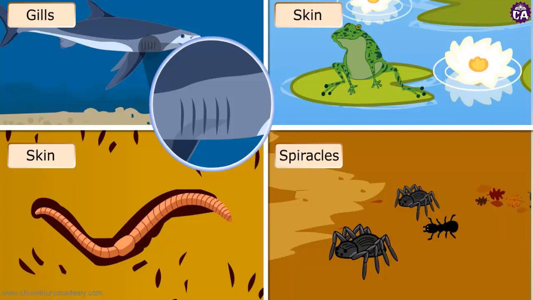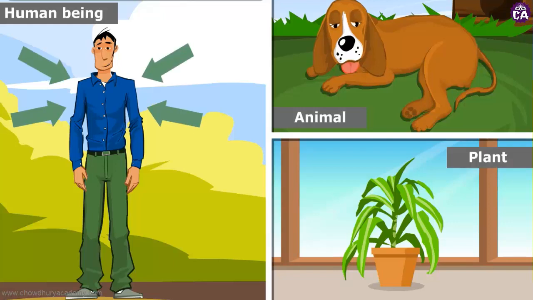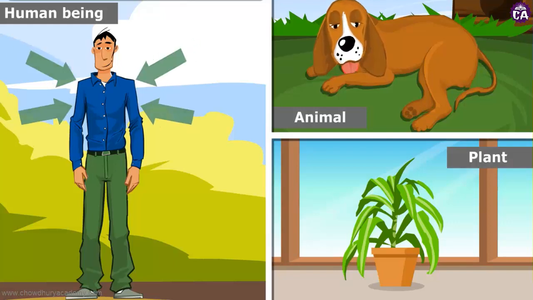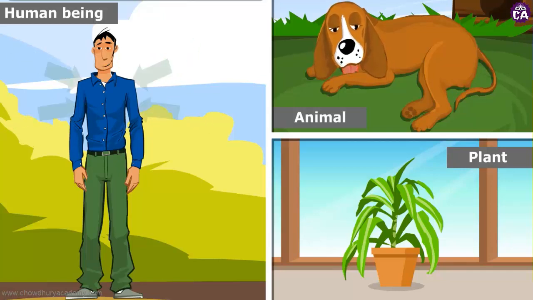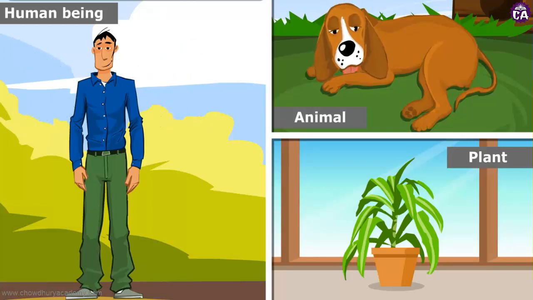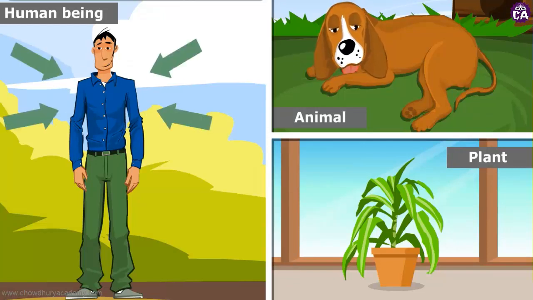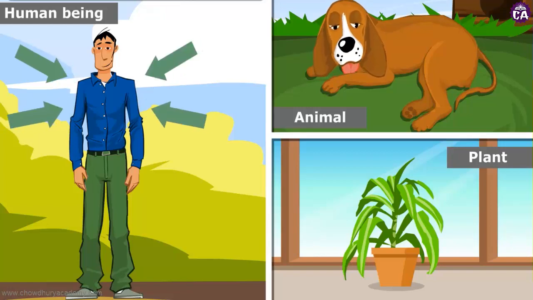In this lesson, we will study in detail the mechanism of respiration in human beings. Human beings, animals, and plants depend on oxygen to survive. While some animals resemble human beings in their techniques of respiration, some others have completely different respiratory mechanisms. Plants also have a unique way of breathing. In this lesson, we will study respiration in plants and animals in detail.